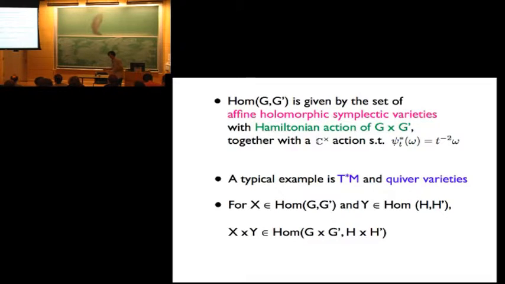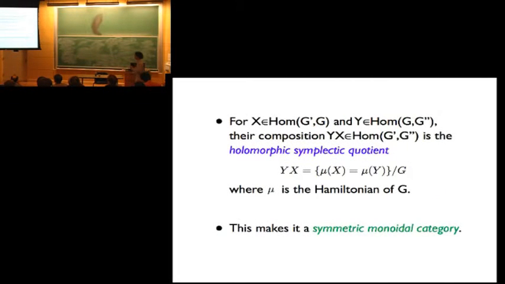The only non-trivial thing is the composition of the morphisms. Given x, which is a Hom between G prime and G, and y, which is a Hom between G and G double prime, I define their composition yx, which should be in the Hom of G prime, G double prime, to be the holomorphic symplectic quotient of x and y with respect to the diagonal G action by which you connect the two. It's very easy to define. yx is given by the subset of x times y on which the moment maps of this G action agree, and you need to divide by the group G.